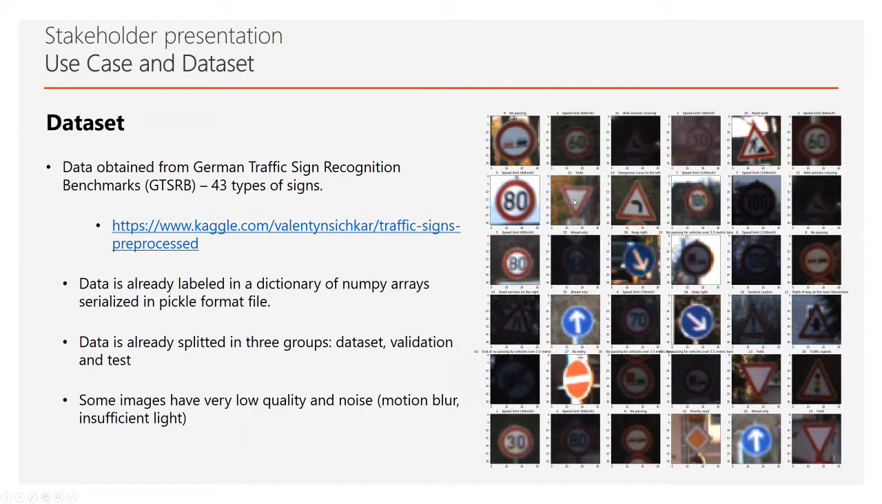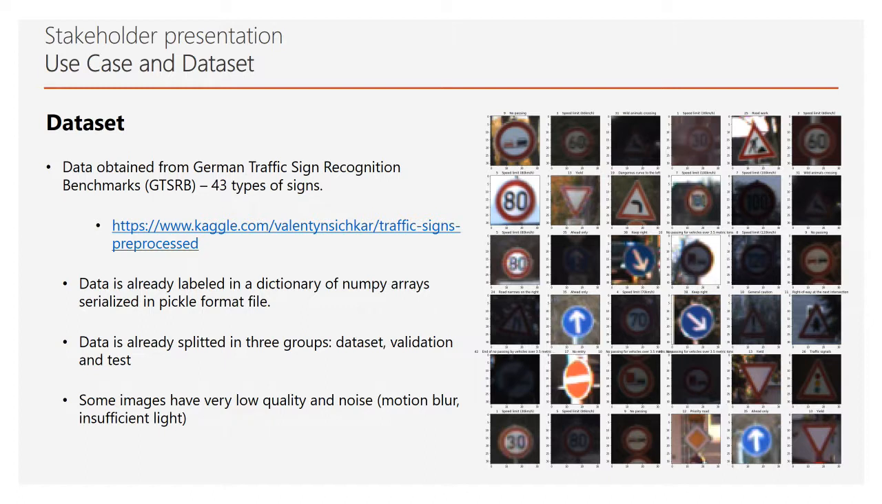The goal of this project is to train a model using images of previously labeled traffic signs. My source dataset is obtained from the German traffic recognition benchmarks with 43 types of traffic signs. This is a dataset that can be obtained from many sources, and I chose one from kaggle.com that had already processed and labeled the images and separated them into training, validation, and test datasets.